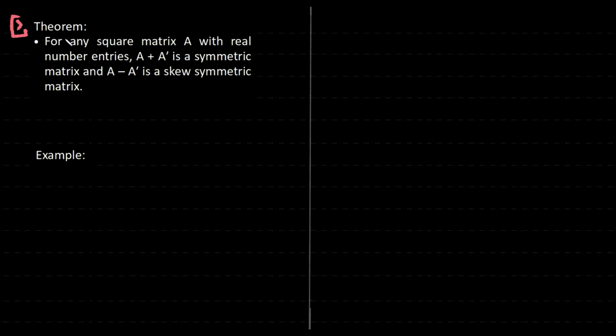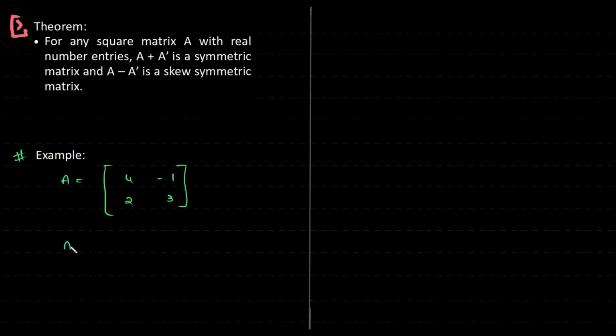We're looking at a theorem which combines a matrix with its transpose and the concept of symmetric and skew symmetric. So let me take an example and make you guys understand. What the theorem tells is, say we have a square matrix. I'm going to take 2 by 2.